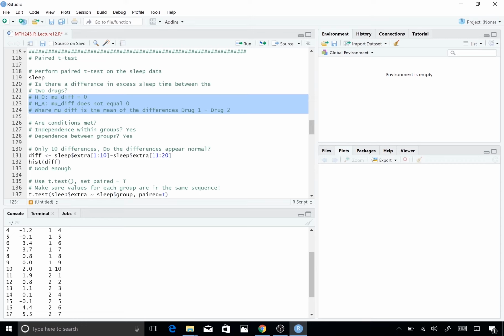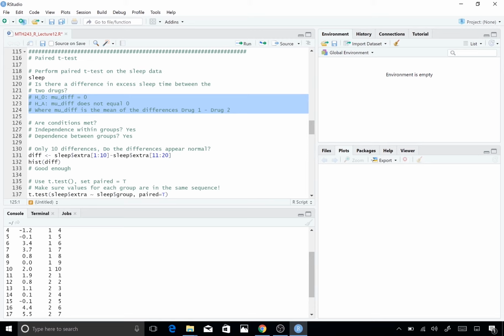Our null hypothesis is that the difference in mean excess sleep among people taking these drugs is 0, and our alternative is that it is not 0. I'm doing a two-sided test now. A paired test is a one-sample test on the differences, so you treat the set of differences as its own data. Instead of having 20 measurements, I have 10 differences.